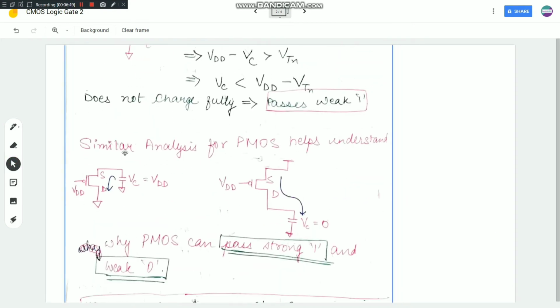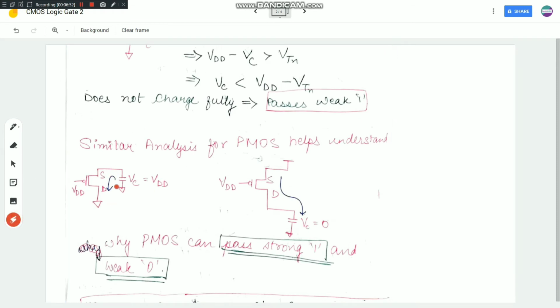Okay, similar analysis can be done for a PMOS as well. See, this is the symbol of a PMOS. Make sure that the side which has higher potential, we mark it as the source region in case of a PMOS. So just for clarity again, the higher potential side is the source side for a PMOS. The lower potential side is the drain side for a PMOS. Now similar analysis you can perform, and you will find that PMOS can pass a strong 1, but it passes a weak 0.